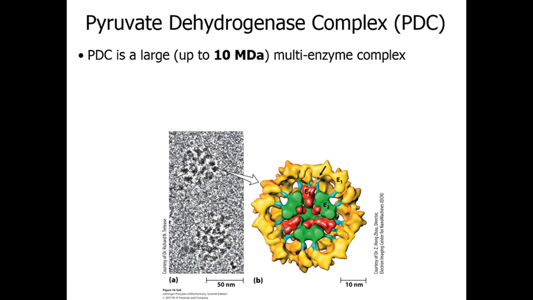Pyruvate dehydrogenase complex is a large multi-enzyme complex, up to about 10 megadalton. That is huge. This means 10 by 10 to the 6 Dalton in size. And this complex, isolated from mammals, is about 50 nanometer in diameter, more than 5 times the size of an entire ribosome and big enough to be visualized with the electron microscope.